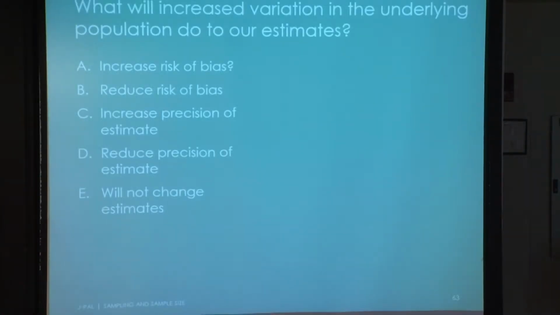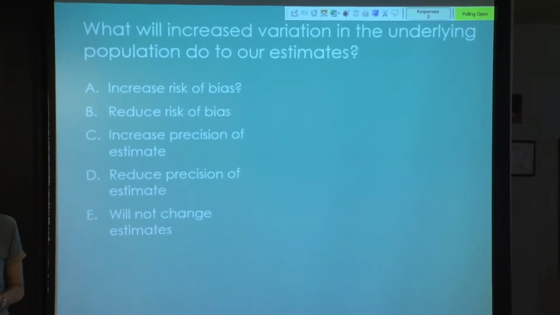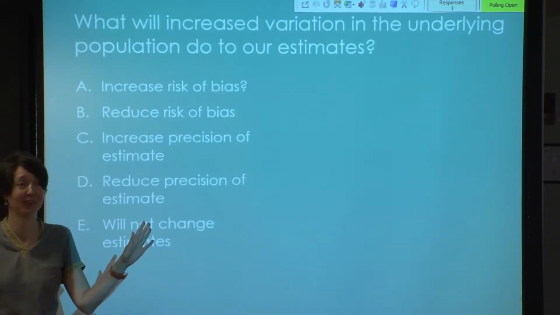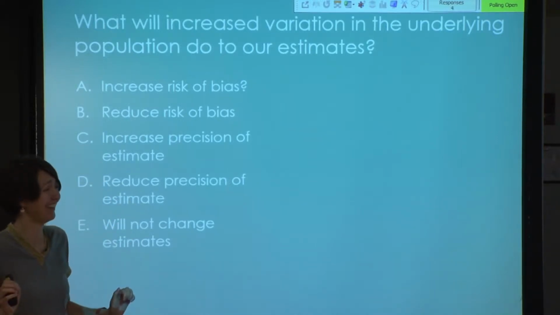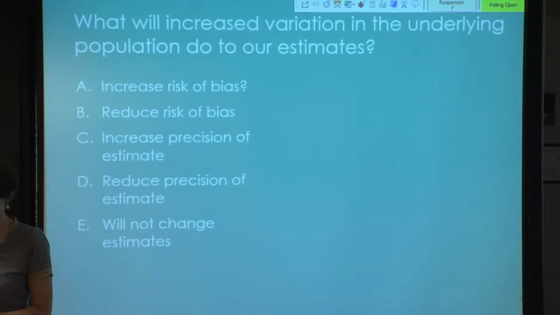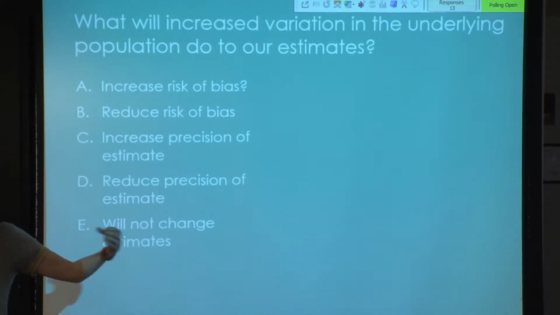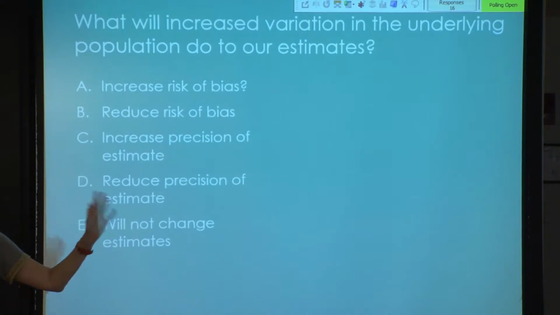Variance. What will increased variation in the underlying population do to our estimates? And I'm asking you these questions before I teach you it, so I'm just making you think. So just what do we think? If there's more variation, that means, in some classes, kids are all the same, but in a high variance population, you've got kids who are scoring really well and kids who are scoring really badly. What would that do to our estimates?